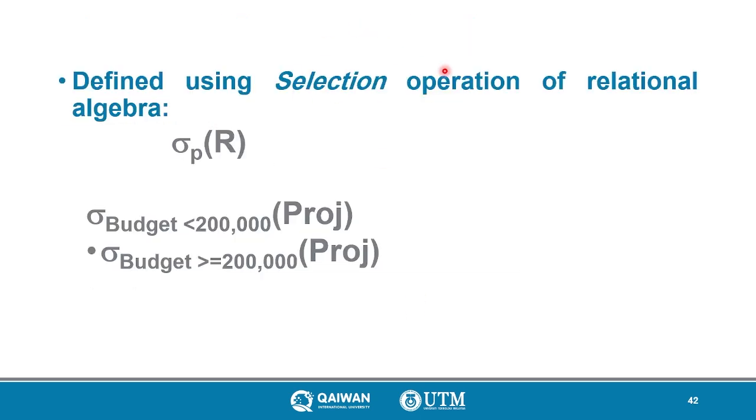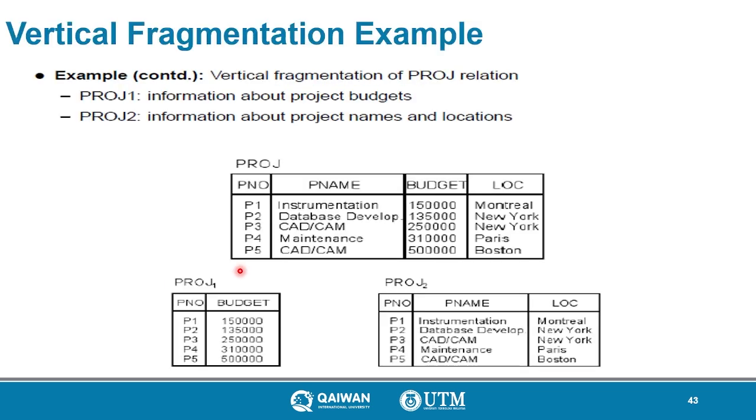Now, define using the selection operation of relational algebra. We have the budget smaller than 2,000 for the project. Now we have the selection on budget smaller or equal to $2,000 for the project.